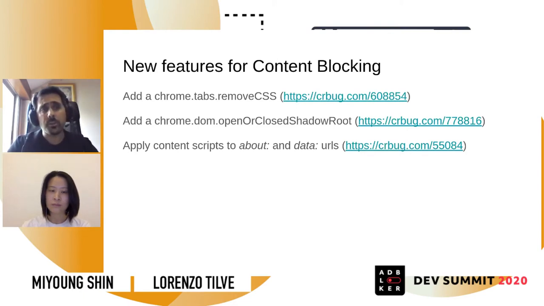So examples of these new features that are interesting, I will cite a few of them, the ones that I was mentioning. We will be going a bit into the detail on how this was implemented and the whole process of review and integrating these changes into Chromium specifically, related with remove CSS, and with adding a new extension API to open or close shadow root.